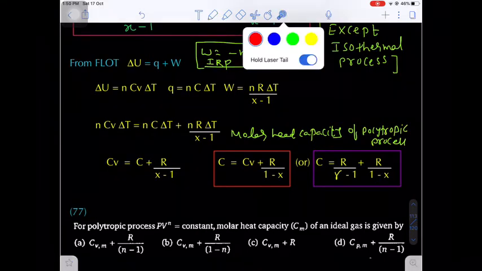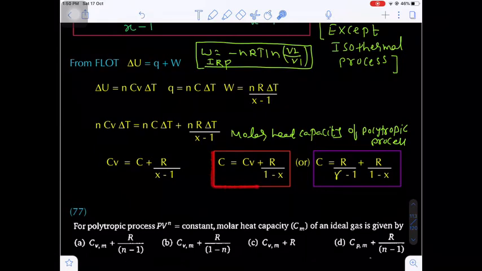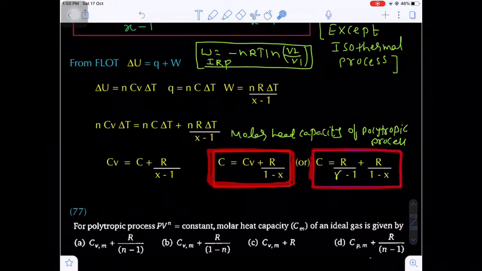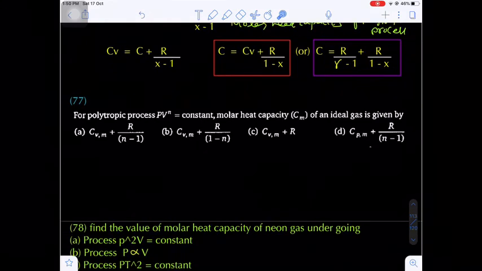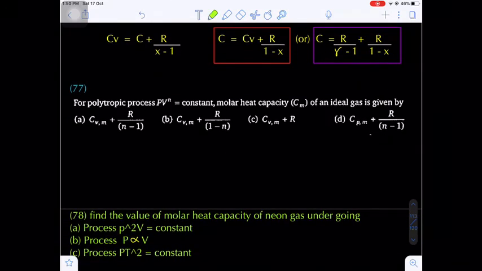So we have to remember this final expression, because this final expression is very important, because in most questions you are asked to calculate the molar heat capacity in a polytropic process. So immediately we have to memorize this formula, that is C is equal to Cv plus R by 1 minus x, where Cv is nothing but gamma R upon gamma minus 1. So regarding the polytropic process, there are some numericals.